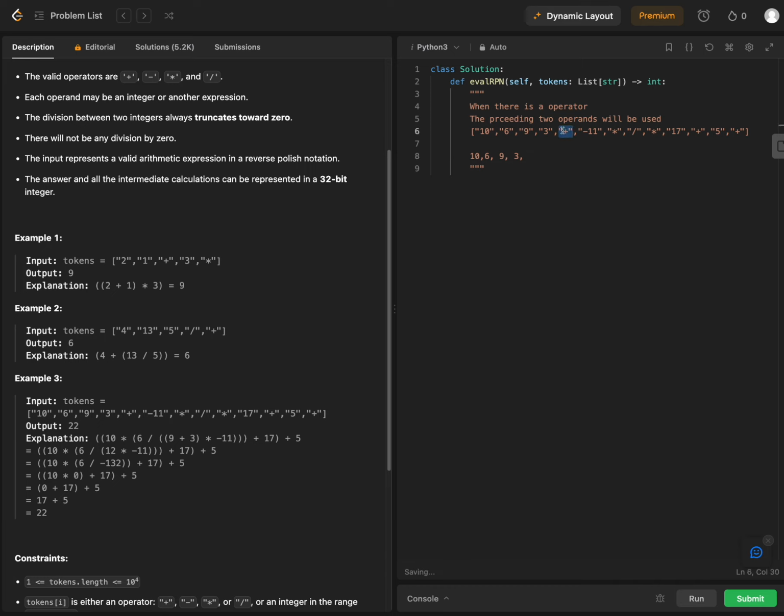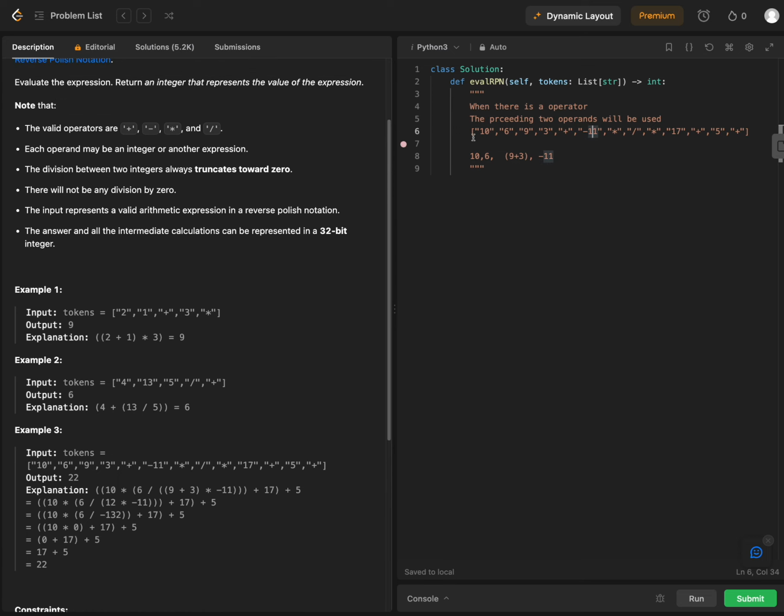So the first thing we want to do with plus is check the previous two operands. We want to pop twice. 9 plus 3. So this translates into 9 plus 3, right? And then 9 plus 3 now becomes an operand. This stack becomes here. 9 plus 3 becomes an operand, an expression within the stack. And then since this is done, now we have negative 11. Negative 11 again is an operand, an integer, and then we have multiply.